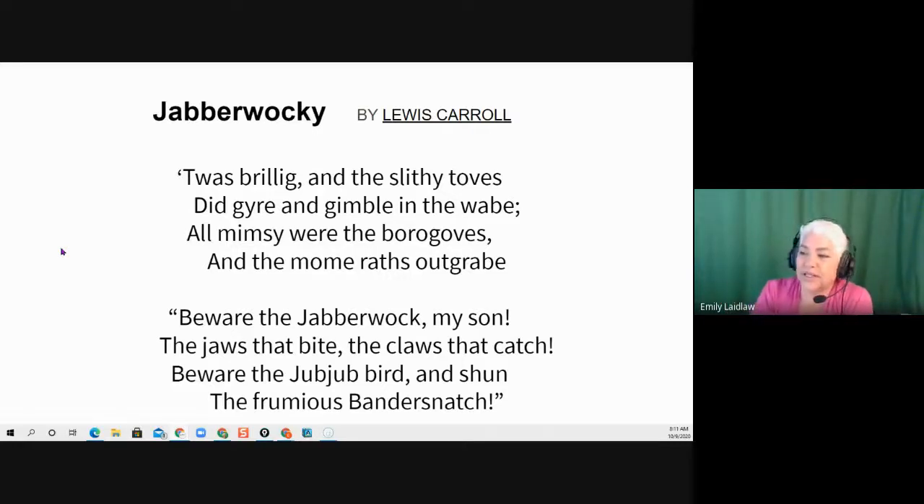Okay, just very quickly. 'Twas brillig and the slithy toves did gyre and gimble in the wabe. All mimsy were the borogoves and the mome raths outgrabe. Beware the Jabberwock, my son, the jaws that bite, the claws that catch. Beware the Jubjub bird, and shun the frumious Bandersnatch. Oh my goodness, I blew it on that one.